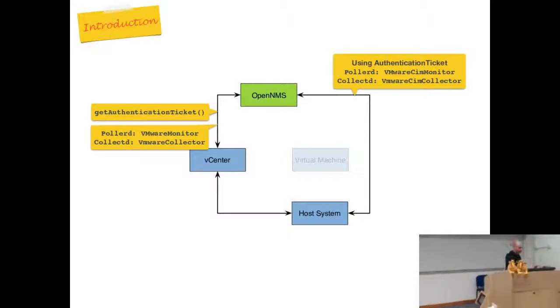And that's a little bit the tricky part here. If you have a host system with a lot of interfaces for storage or separate networks which are not reachable from OpenNMS, then it's exactly the trick to figure out what is the interface where we communicate with the ESX host system to get this data collected and monitored.